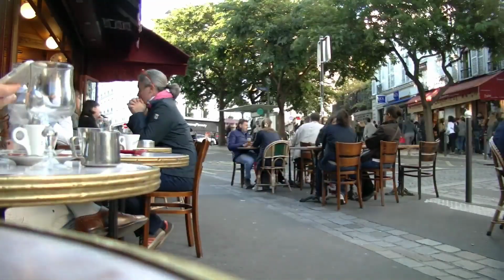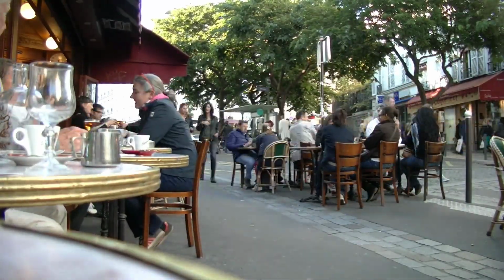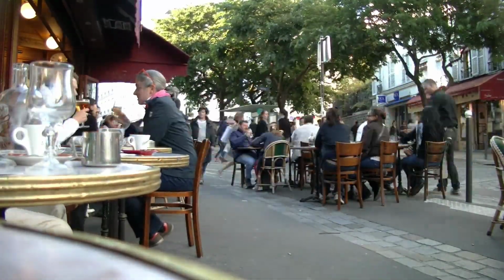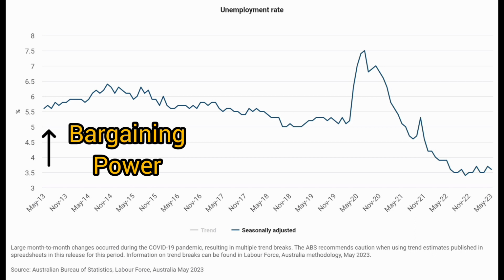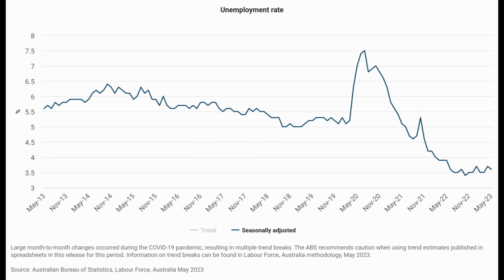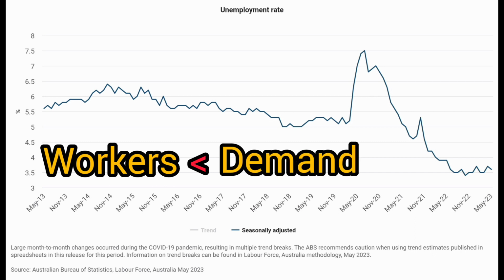Let's break it down. The economy is booming after the COVID-19 pandemic, with lots of people finding jobs and businesses expanding. The unemployment rate is at a record low of 3.5%, which means workers have more bargaining power and can demand higher wages. But there are not enough workers to meet the demand, especially in construction, which is facing labour shortages.